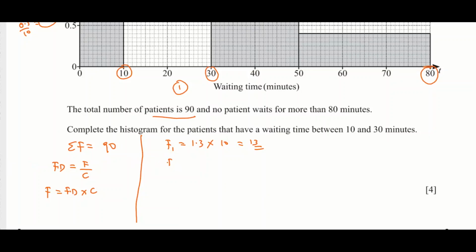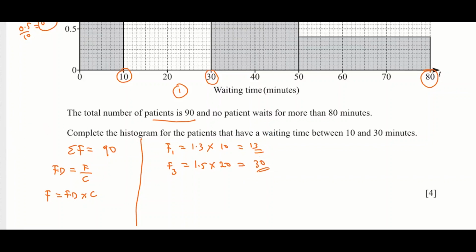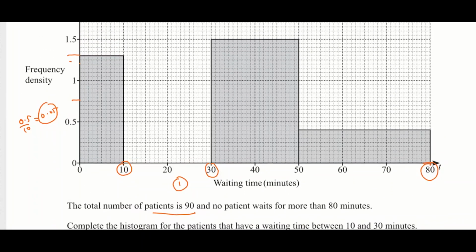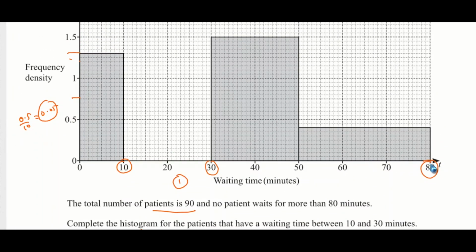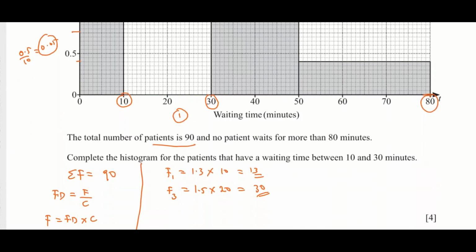So I'll call it F3 because we skipped one here. It will be equal to 1.5 times 20. So that will be equal to 30. Okay, so we'll get the frequency of the next one, that is from 50 to 80. And it is this particular line here. Let's trace this one. So that is 0.4, because this is 0.1, 0.2. So that will be 0.4.